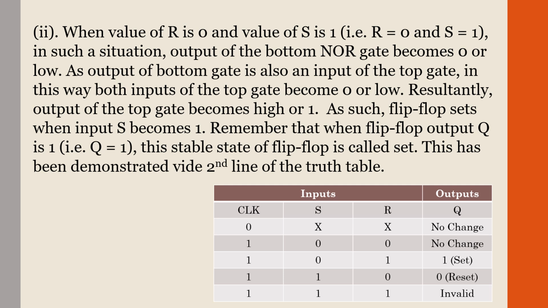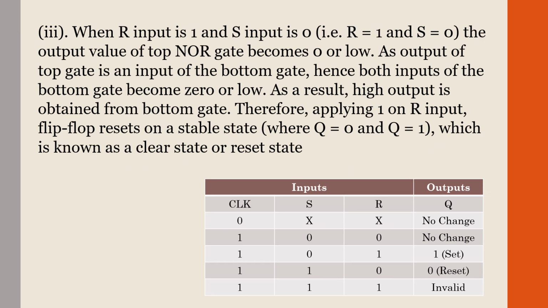Remember that when flip-flop output Q is 1, this stable state of the flip-flop is called set. This has been demonstrated by the second line of the truth table. When R input is 1 and S input is 0, the output value of the top NOR gate becomes 0 or low. As the output of the top gate is an input of the bottom gate, hence both inputs of the bottom gate become 0 or low. As a result, a high output is obtained from the bottom gate.